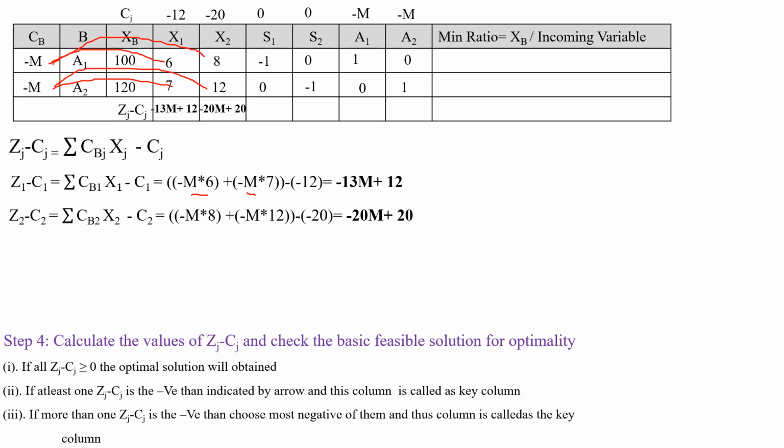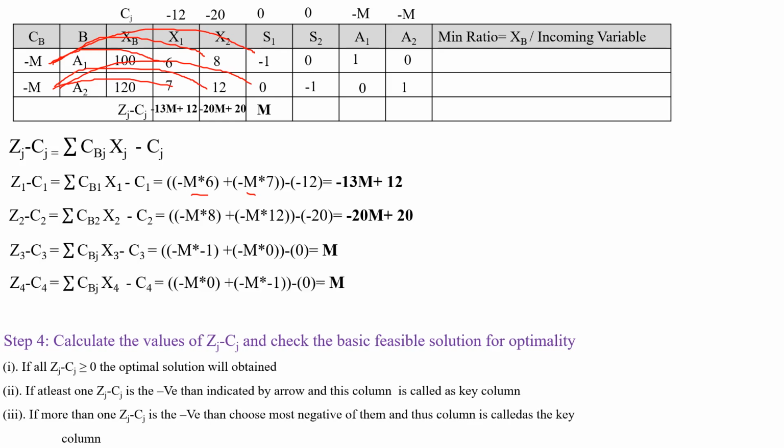Next, to calculate the Zj minus Cj for the S1 variable, that is Z3 minus C3, which is minus M into minus 1 plus minus M into 0 minus of 0, which is equal to M. Next, to calculate the Z4 minus C4 for the S2 variable, which is minus M into 0 plus minus M into minus 1 minus of 0, which is equal to M.